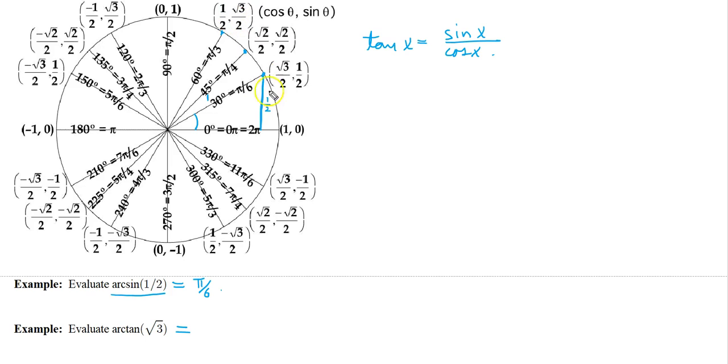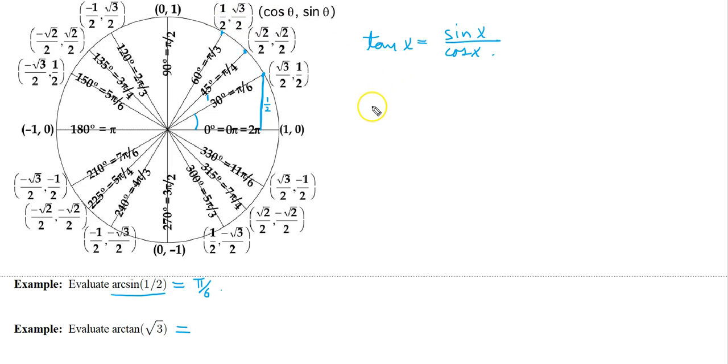So let's try to pick out a common angle here where the sine over the cosine will give us the square root of 3 back. Looking through here, it looks like this angle right here, pi over 3 or 60 degrees, will do that for us. You notice the sine is root 3 over 2 and cosine is 1/2. So root 3 over 2 divided by 1/2, that's going to give us root 3.